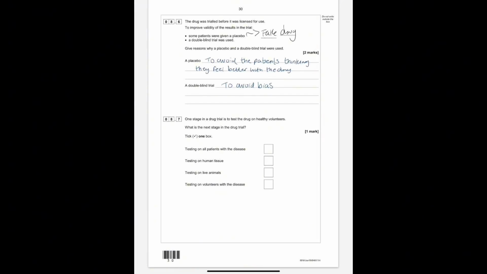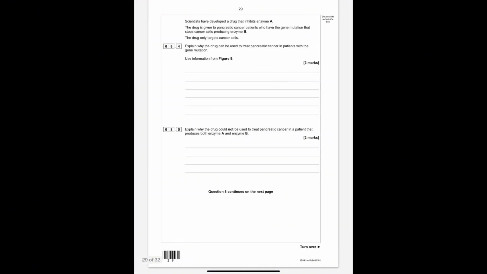and a double-blind trial was used. That's when neither the doctor nor the patient knows what drug is being used. Give reasons why a placebo and a double-blind trial were used. So I wrote down: to avoid the patients thinking they feel better with the drug, and for the double-blind trial, to avoid bias. So that will get you 2 marks over here. This is to do with this question over here, which is to do with drug trials.